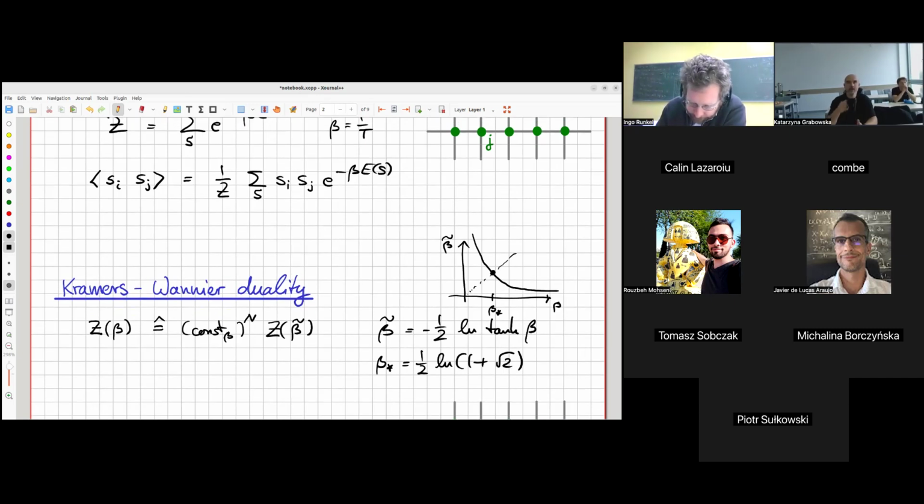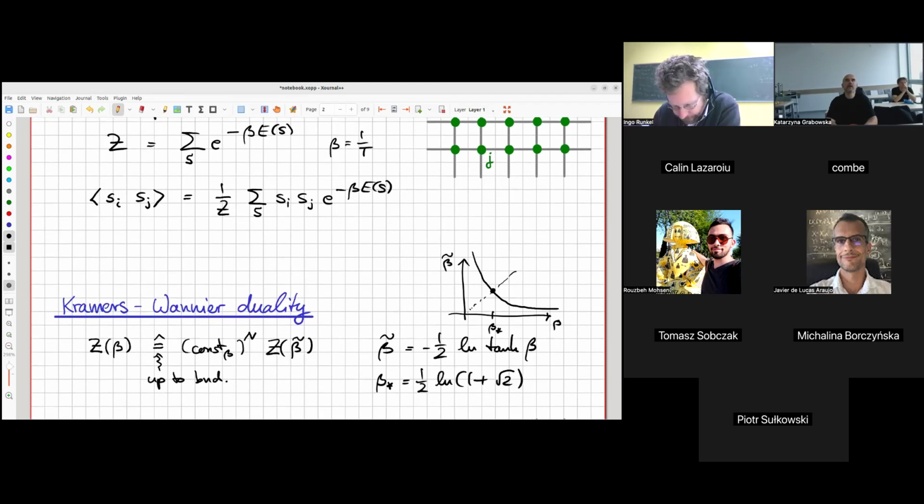Okay, and I should say what I mean by the hat. This is up to boundary terms. There's some calculation which works nicely in the interior of the lattice, but you have to be careful what happens at the boundary. I'll come back to this a little bit.